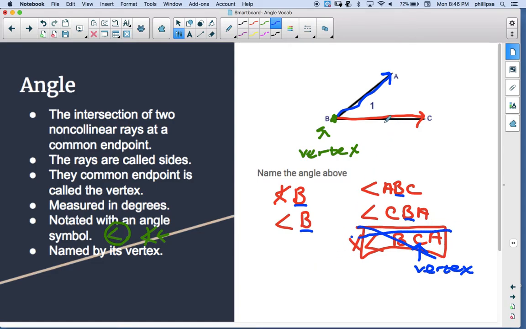The other way, which is probably not as common, although we do like to use it because it is an easy shortcut, is by naming it by a number. So I could also call this angle 1. We'll see later on this year that we'll be able to give a number assignment to angles to be able to refer to them a little bit more easily.